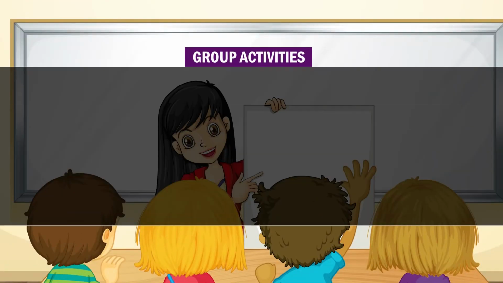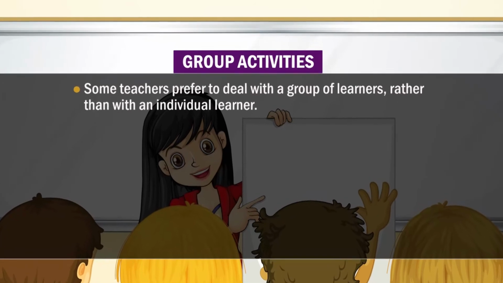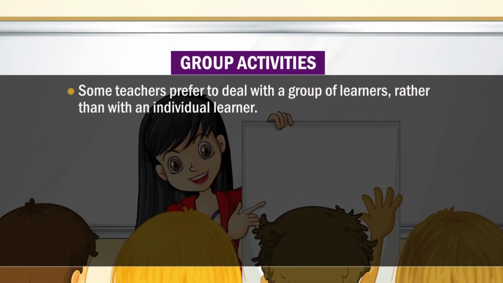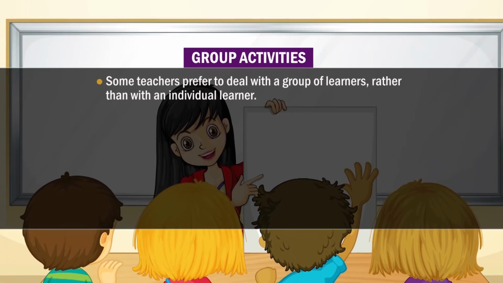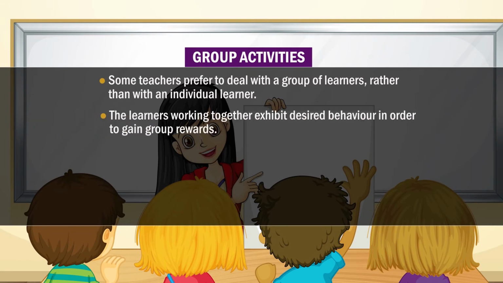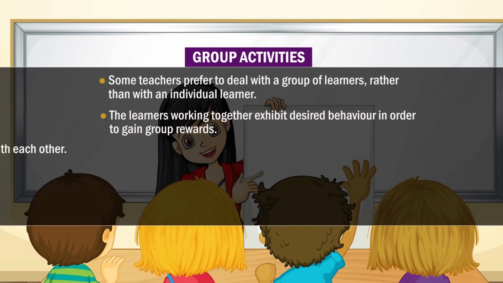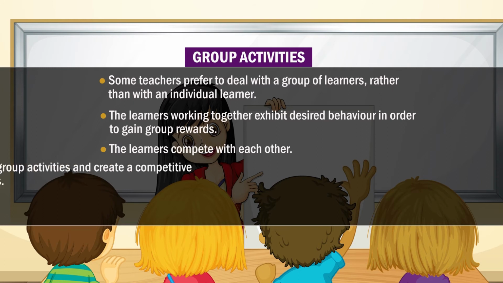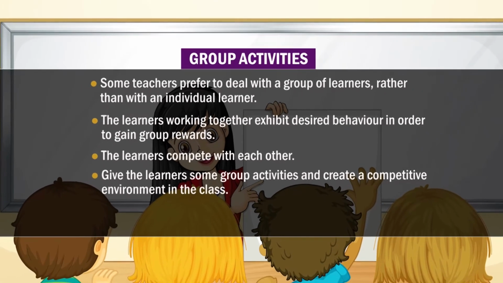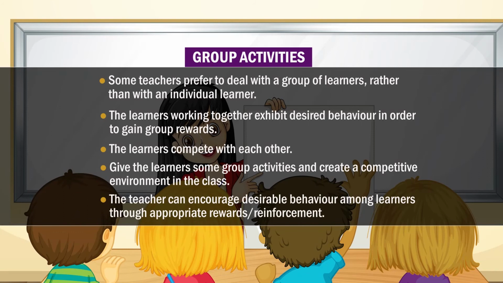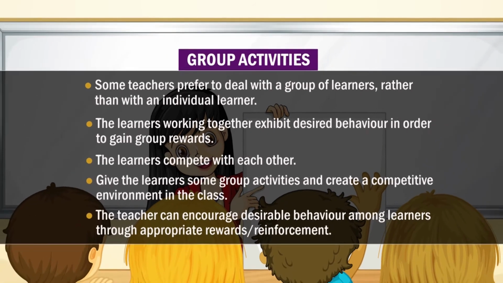Then you can organize certain group activities. Some teachers prefer to deal with a group of learners rather than with the individual learner. So you can organize small group activities where learners learn to live together, compete together, and cooperate together, and when they work together, they exhibit desired behavior in order to gain the group rewards. Not only do they compete with each other, if you are giving them group activities and creating a competitive learning environment, they learn from each other. You can encourage the desirable behavior among the learners by using appropriate rewards or reinforcement strategies.